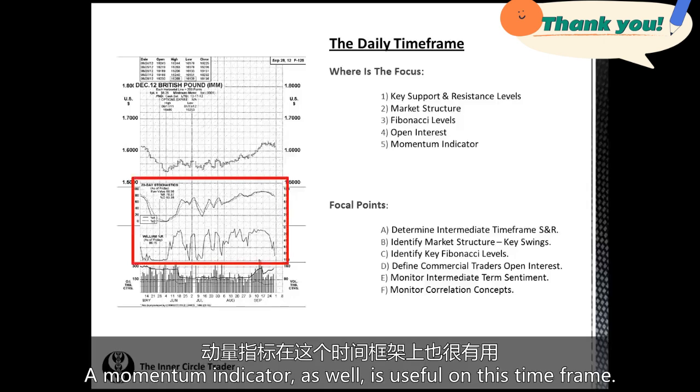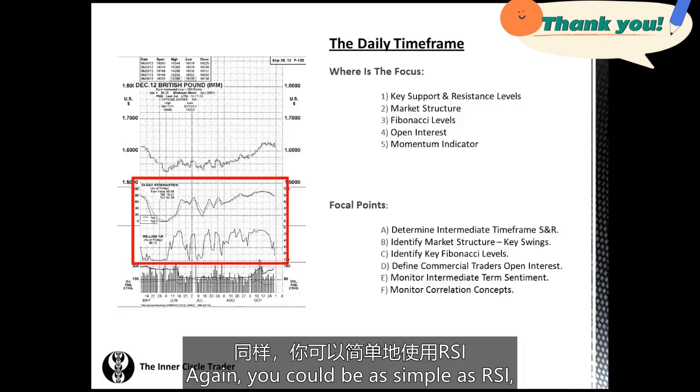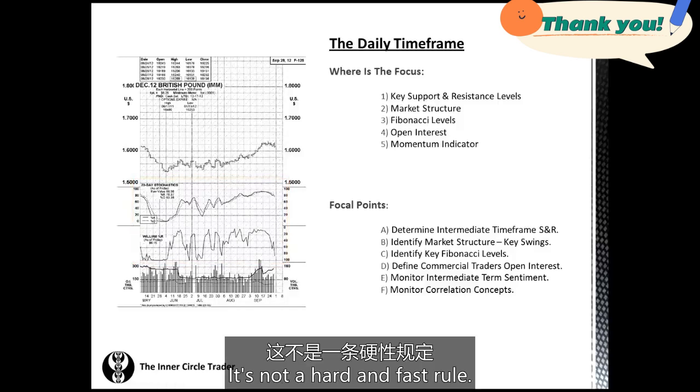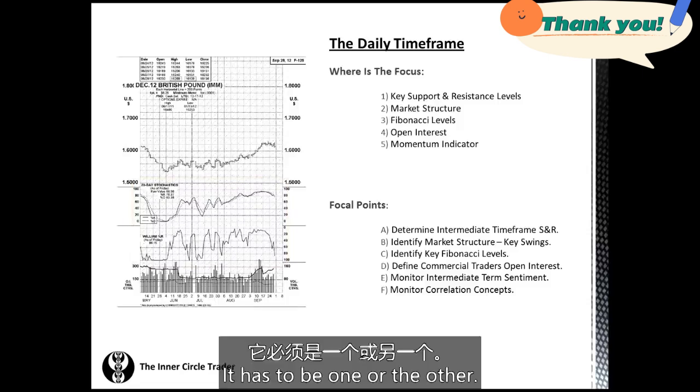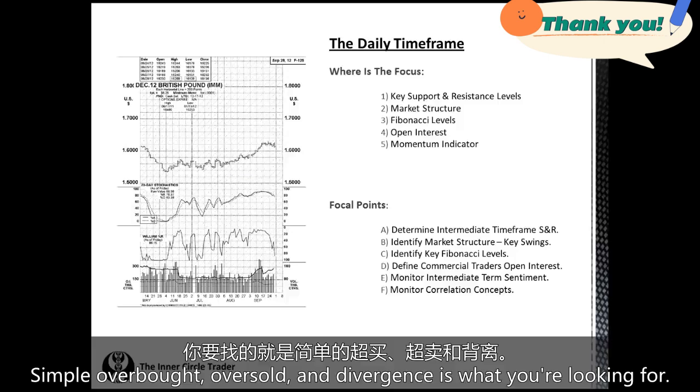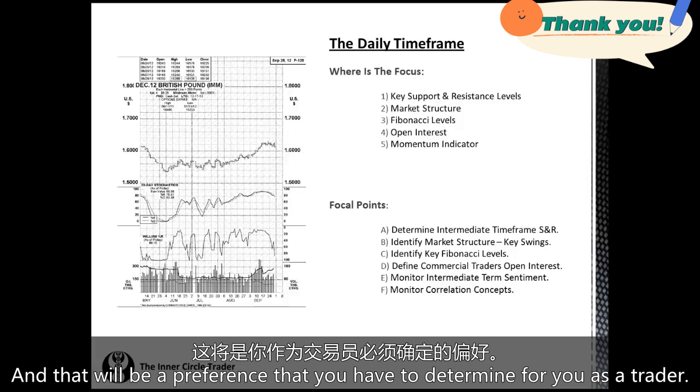A momentum indicator as well is useful on this time frame. Again, it could be as simple as an RSI, Williams percent R, stochastic, or MACD. It's not a hard and fast rule. It doesn't have to be one or the other. It's just a matter of preference. Simple overbought, oversold, and divergence is what you're looking for, and that will be a preference that you have determined for you as a trader.